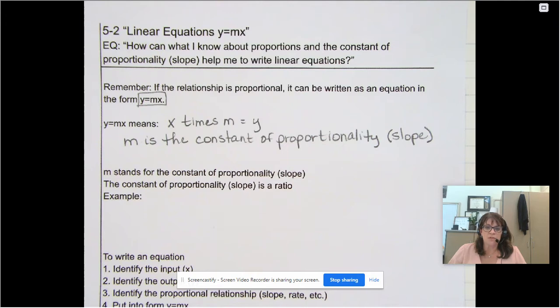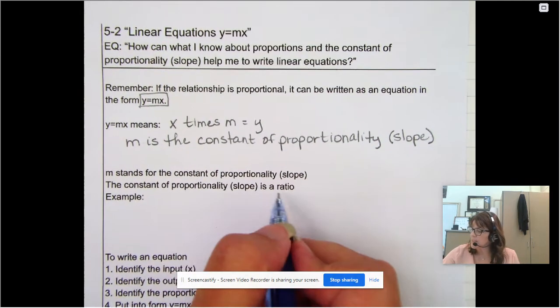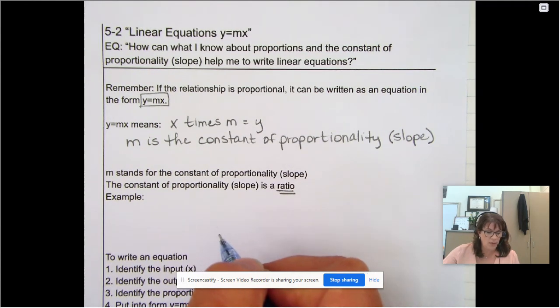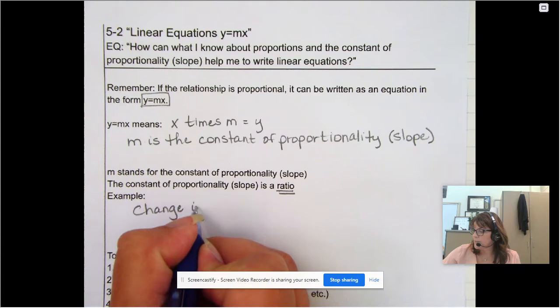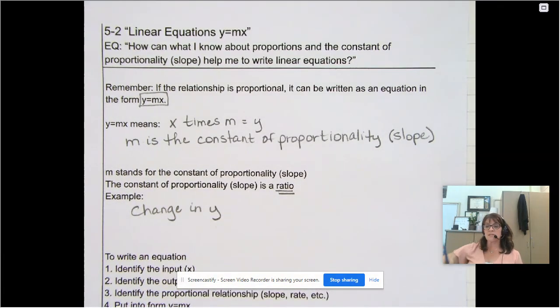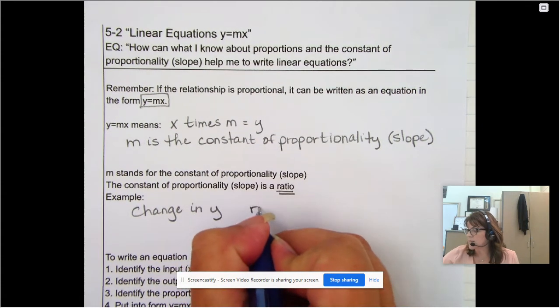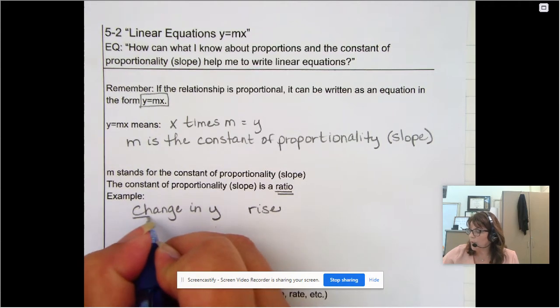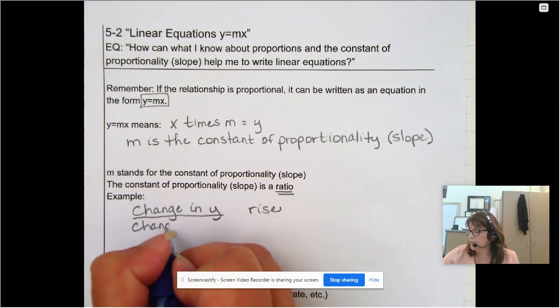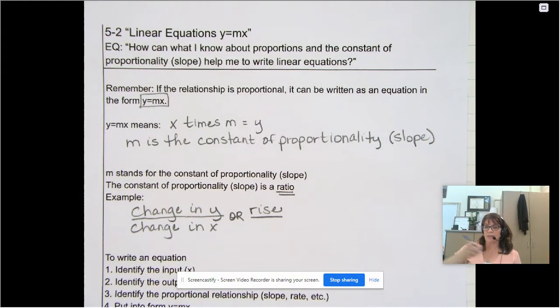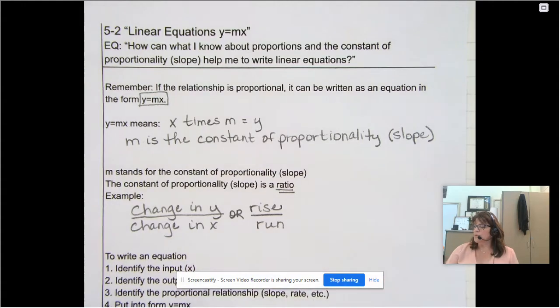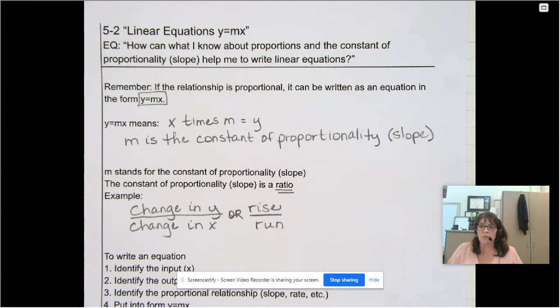So m stands for the constant of proportionality, and the constant of proportionality is always a ratio. Okay, so the ratio is the change in y, which, remember, the y-axis is vertical, so that's the rise of a line, over the change in x, which is the side-to-side movement, the run. So change in y over change in x would be the mathematical way to say it. But we often just say rise over run. It's the quick and easy way that's still mathematically appropriate.